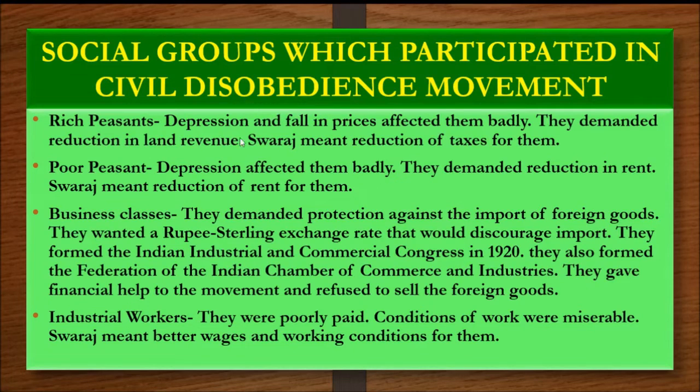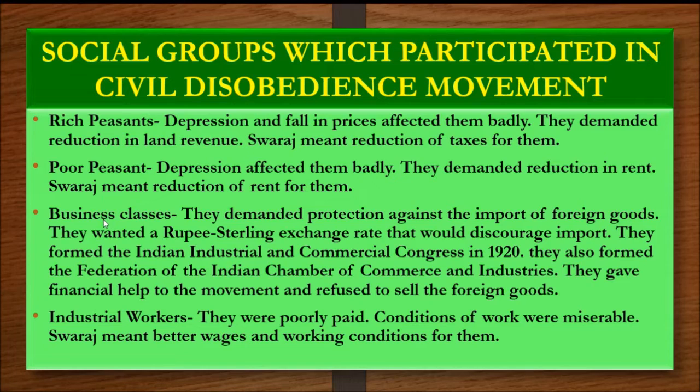Rich peasants: depression and the fall in prices affected them badly. They demanded reduction in land revenue. Swaraj meant reduction of taxes for them. Poor peasants: depression affected them badly. They demanded reduction in rent. Swaraj meant reduction of rent for them.